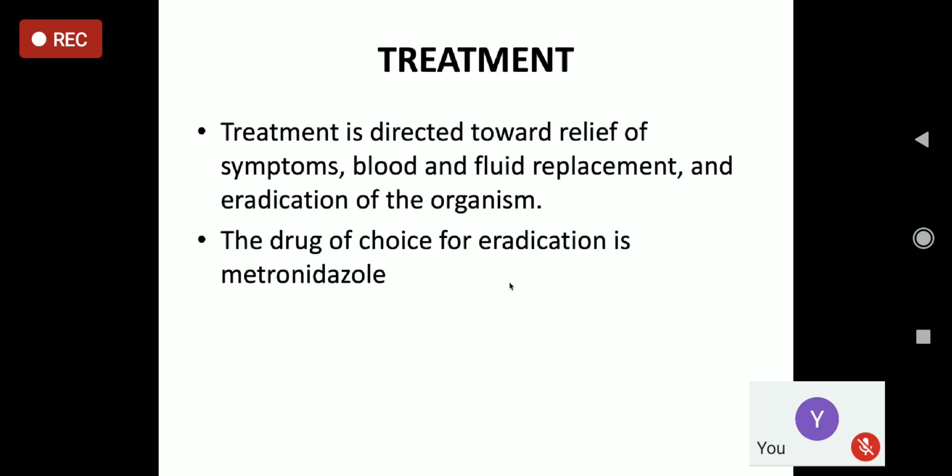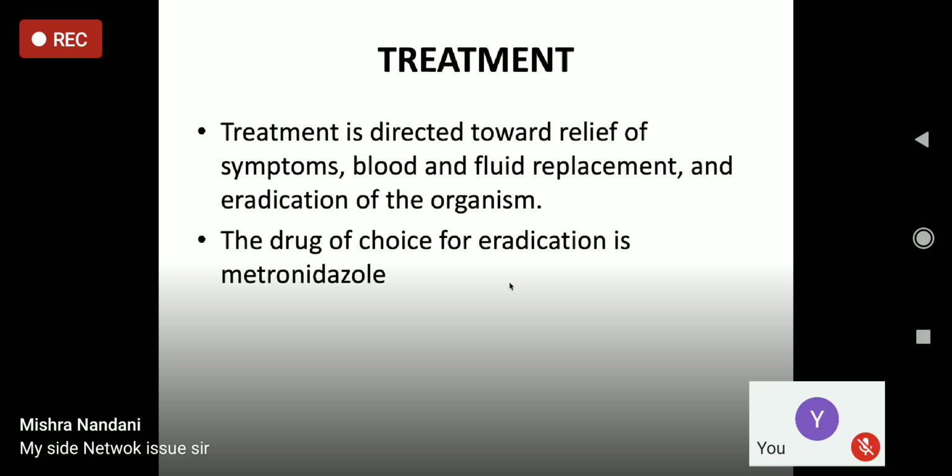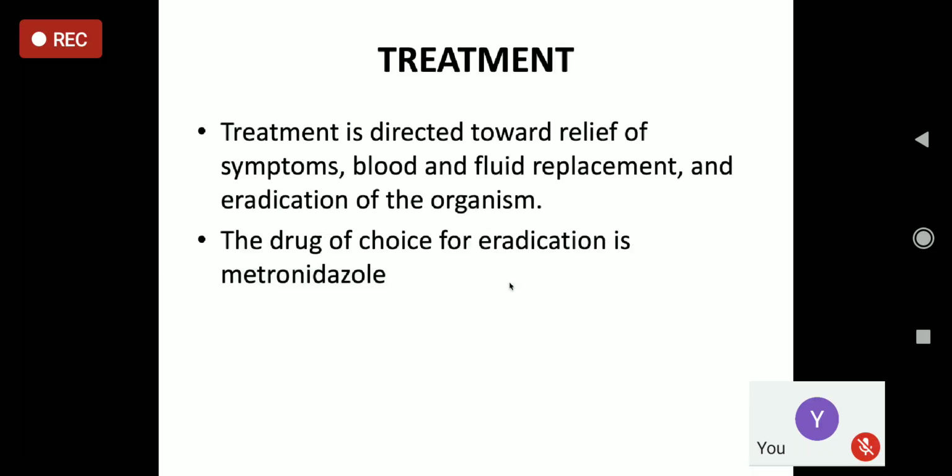The treatment is mainly symptomatic management, that is fluid replacement and blood replacement. Another is the killing of the organism, so that is the use of metronidazole, isn't it? Because metronidazole is the drug of choice to kill the trophozoite and cyst of Entamoeba histolytica. That is the treatment part. So this is more regarding amoebiasis.